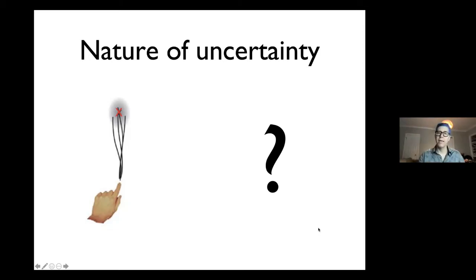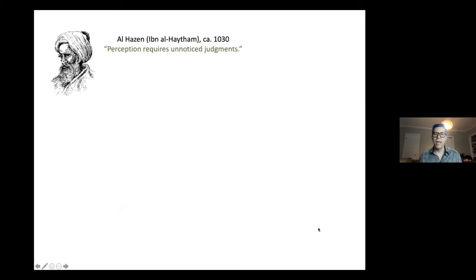I want to make estimates with it. And I should mention there's a really long history worldwide, in fact. The oldest work probably goes back to al-Haytham or Ibn al-Haytham. That's work from the 11th century, who wrote the book on optics, and who already said that perception requires unnoticed judgments.